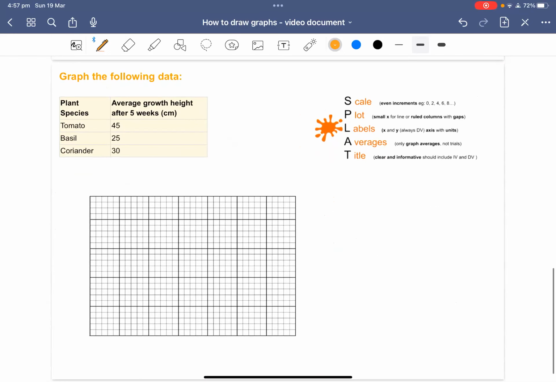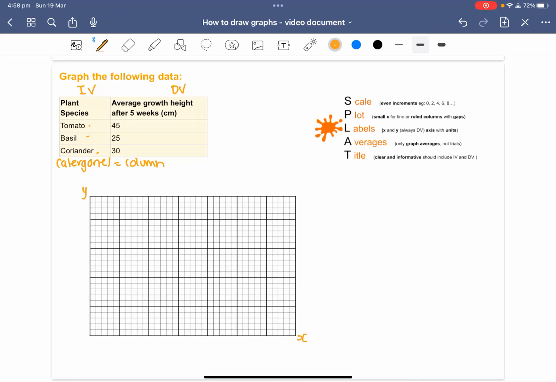So let's have a look at this graph here. So firstly, we need to see if it's continuous or if it's categorical data. So here, can you estimate between a tomato and a basil plant? No, because they're categories. So as soon as we see that, we know this has to be a column graph. Alrighty, then we need to think about, well, what's my dependent variable and what's my independent variable? So what's the thing I'm changing on purpose? Well, that's my plant species. And what's the thing I'm measuring? The average growth height. So then I'm going to go, here's my y-axis, here's my x-axis.